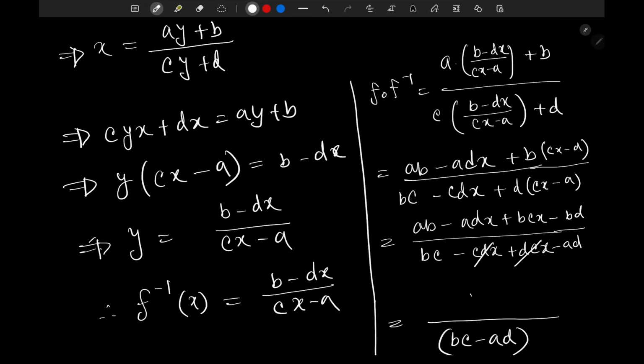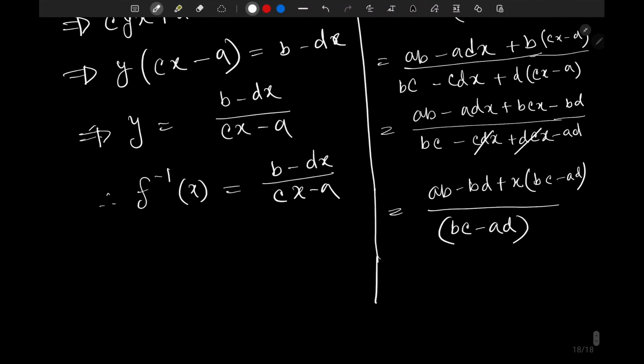And now what do we do? This is BCx, this is ADX. So now we have, yeah, AB minus BD plus X, and I can have BC minus AD over here. And then what we have is AB minus BD, which just tells me this is A minus D.